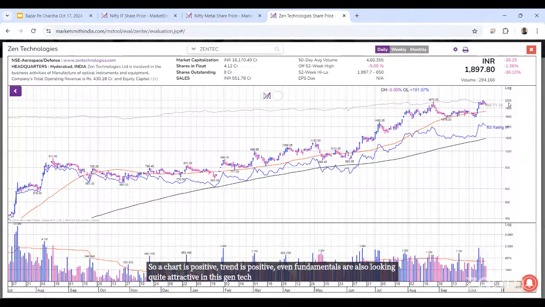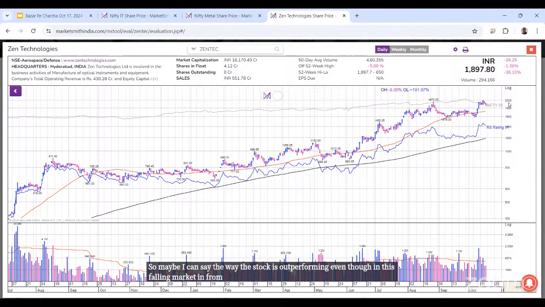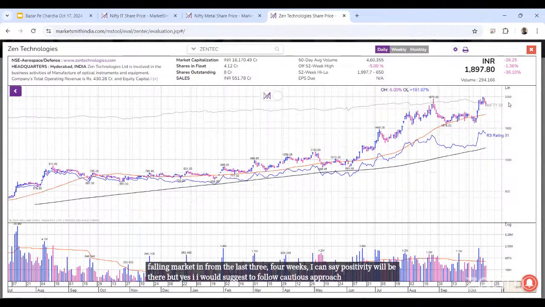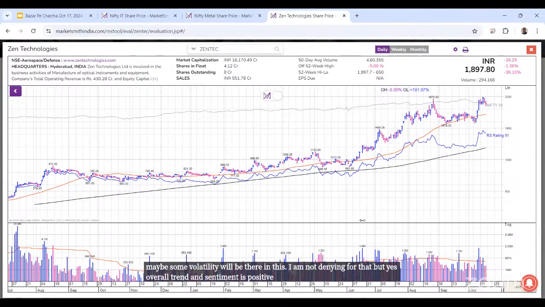So maybe I can say, the way the stock is outperforming even in this falling market of the last 3-4 weeks, positivity will be there. But yes, I would suggest following a cautious approach. Maybe some volatility will be there in this, I am not denying that. But yes, overall trend and sentiment is positive. Just be cautious, otherwise sentiment and trend is positive in this Gentech.